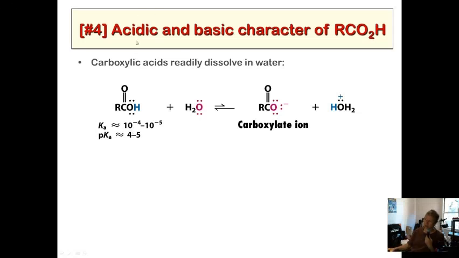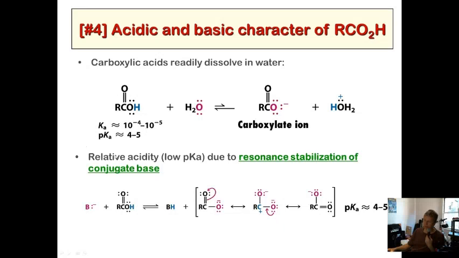Carboxylic acids are readily acidic. They can also be a little basic. Here's an example of a carboxylic acid being an acid. So the carboxylic acid pKa is roughly 4 to 5. So it reacts with water in an equilibrium to make the carboxylate. That's a word you should know. Carboxylate is the carboxylic acid anion, and hydronium, right? Okay.